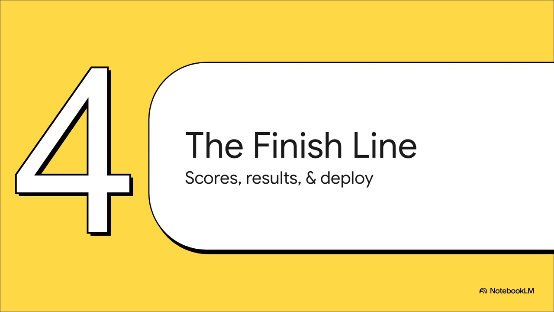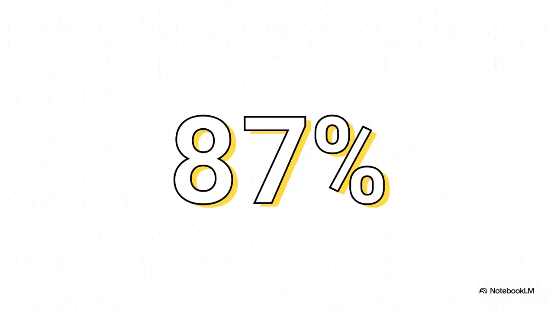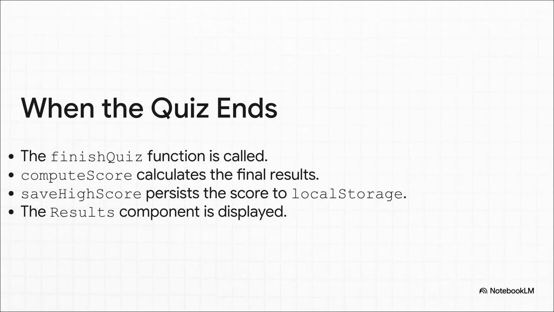So we've built the whole core quiz experience, but what happens when the user answers that very last question? Let's talk about the finish line, calculating scores, saving the results, and getting our app live on the internet for everyone to see. This is what it's all about. Seeing that final score. After you've answered that last question, our results component takes over the screen to display just how well you did. So, what's the chain of events here?